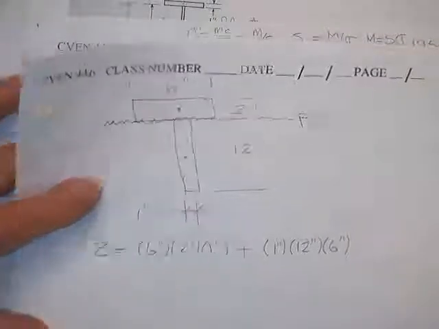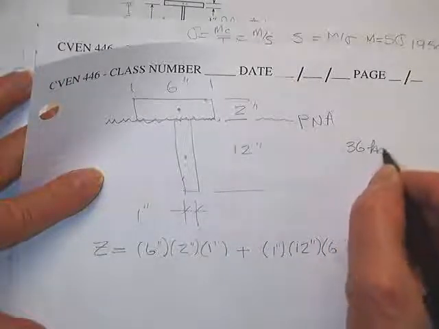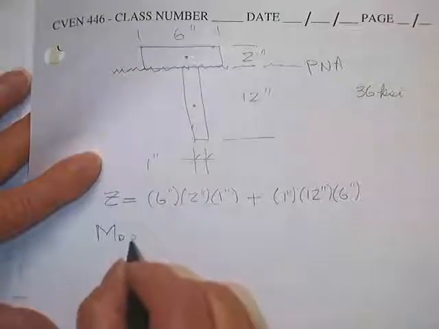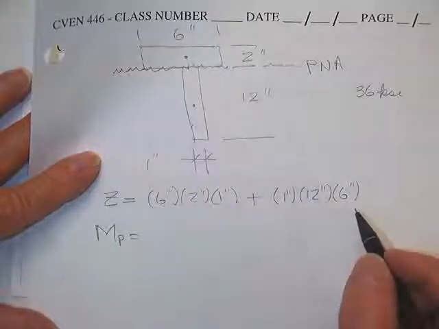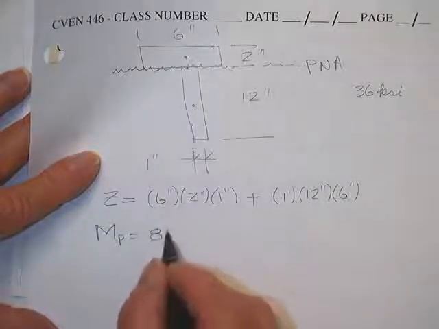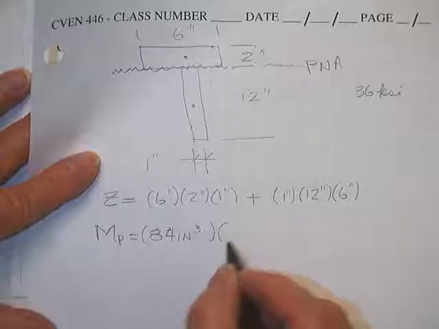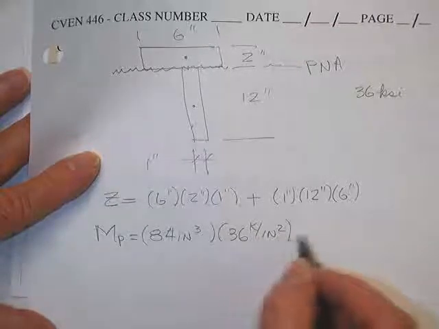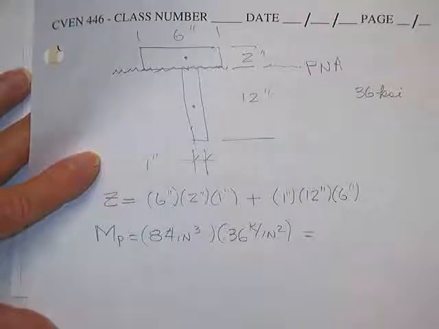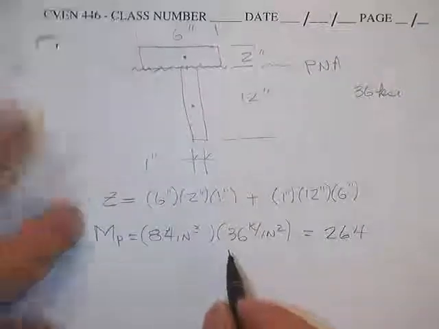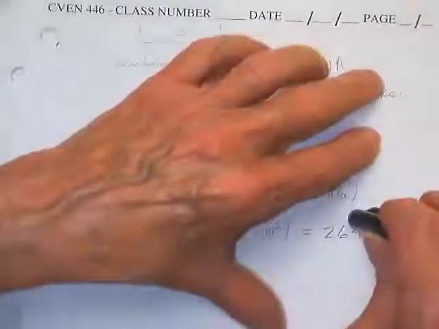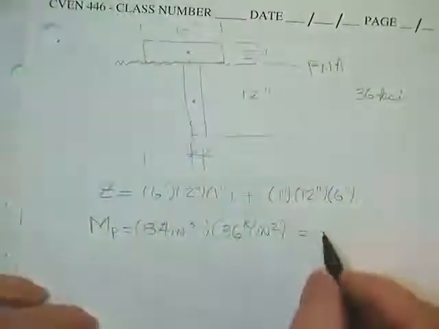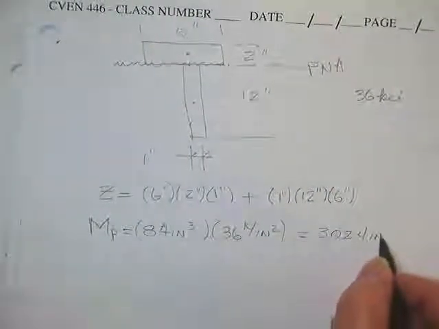6 inches. That's Z. If this is a piece of 36 ksi steel, then M plastic for that shape, 6 times 2 is 12. What does this all add up to? 72 total? 84, thank you. 84 inches cubed times 36 kips per square inch. And do you have your calculator still going there? Thank you. 264. This should be bigger than that, shouldn't it? 3024. Okay, that's inch-kips.